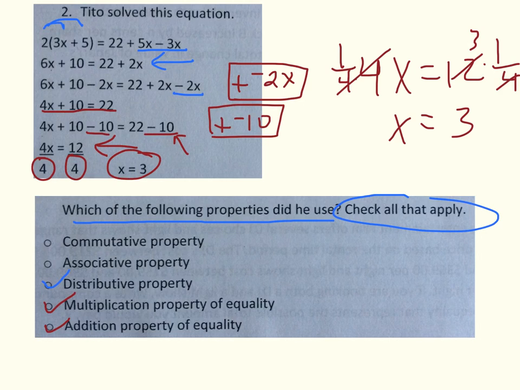So remember, dividing and multiplying are inverses of each other, and on some level you can actually call this the multiplication property of equality, and the subtracting of the 2x and subtracting of the 10 can also be called an addition property of equality, because you could also add the inverse or add the opposite of those numbers.